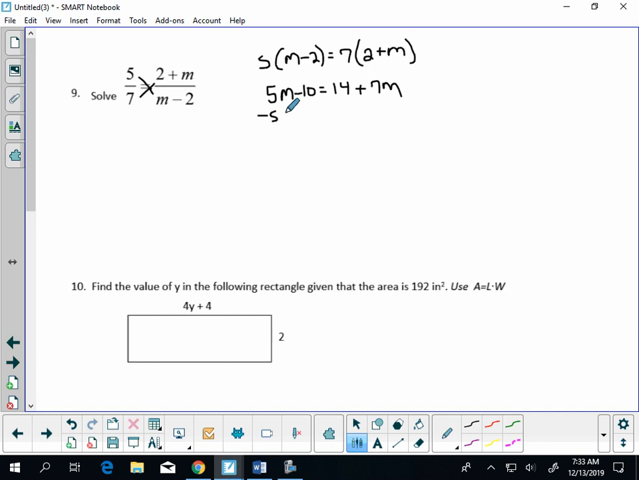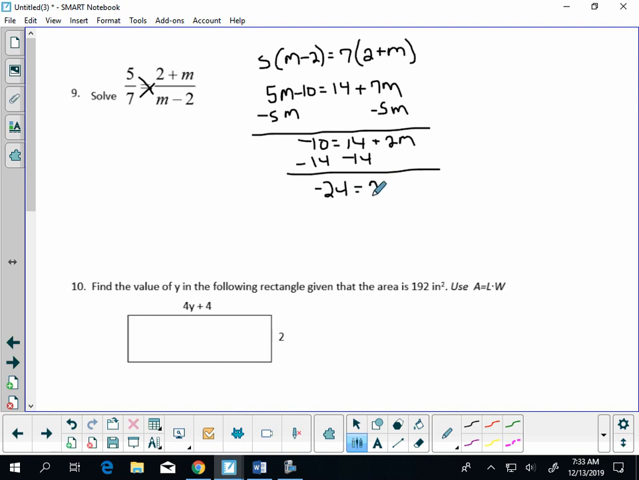Subtract our 5m's from both sides of the equal sign. That's going to give me negative 10 equals 14 plus 2m, minus 14 from both sides. Negative 24 equals 2m. Divide by 2 and you get negative 12 equals m. There's my final answer.